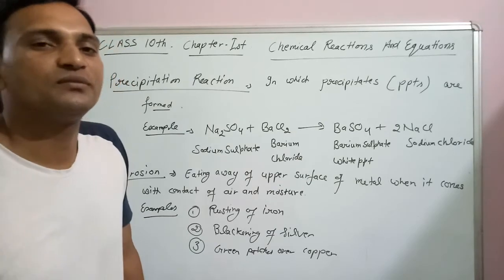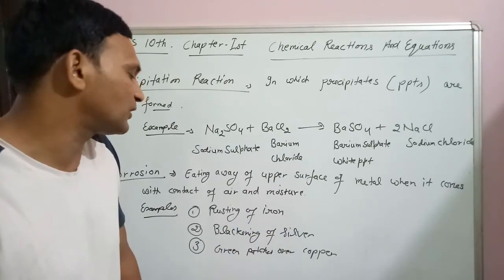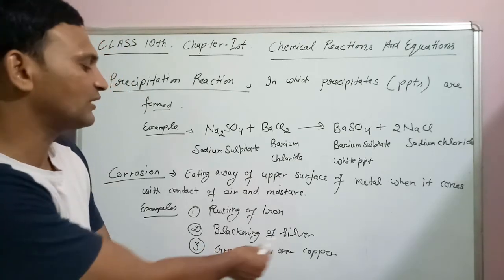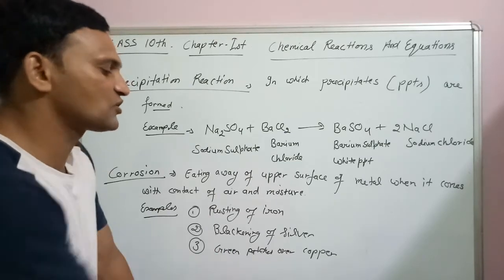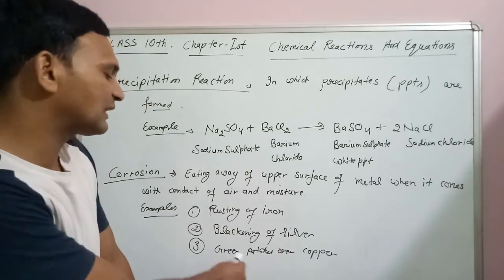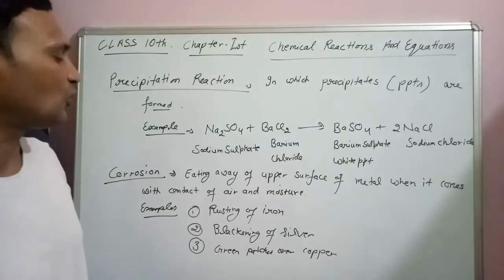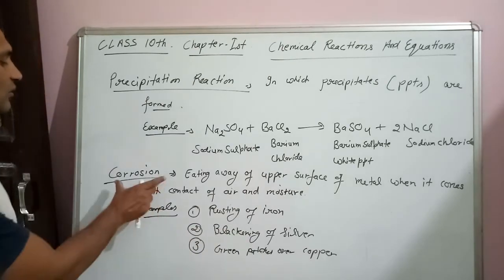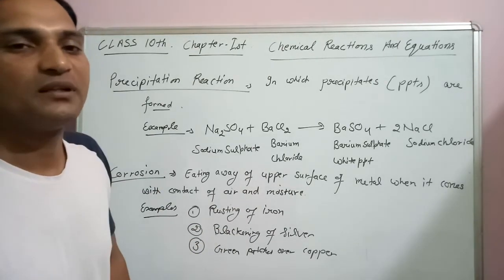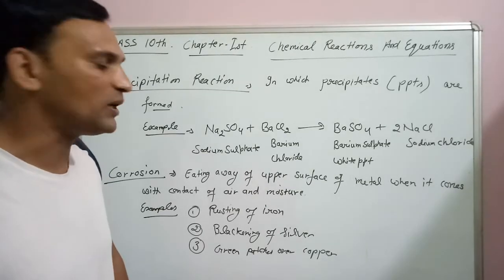Blackening of silver. Silver becomes black after some time when reacting with oxygen. The blackening of silver takes place. Green patches on copper. The objects made up of copper have their upper layer become greenish. So this is due to corrosion. So they corrode. This topic, corrosion, we will study deeply in the next lesson, that is metals and non-metals.